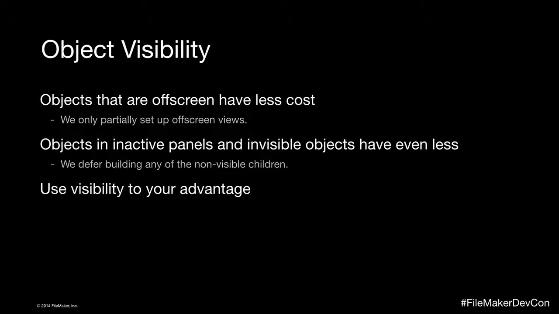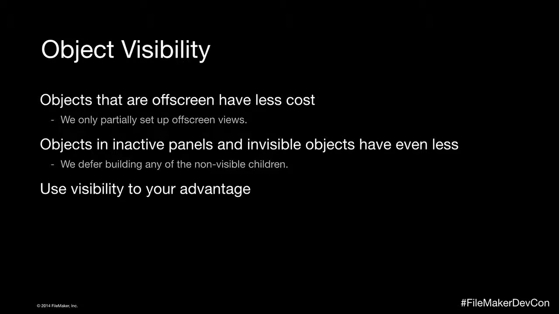Object visibility, as we alluded to, can also have an effect on performance. Objects that are off-screen, such as if you're working on a layout and you have to scroll to see some of the content, the things you haven't scrolled to yet, we don't fully set up. We set up the view, but we don't completely set it up. We don't lay out all the components. We don't evaluate the style. We don't do all the rendering. So you can get a little bit of performance benefit by making sure not everything's on screen, or keeping your layout small so not everything has to be on screen.